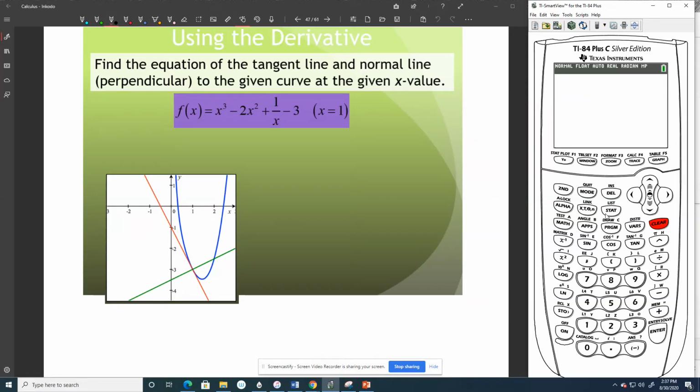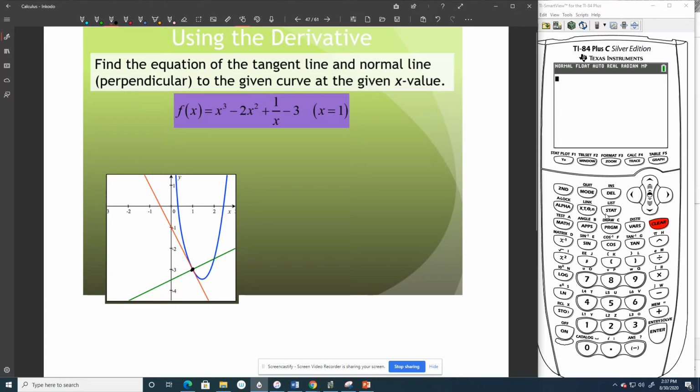All right, guys, so today we are going to be putting some of these derivative formulas into action. So first of all, using the derivative, if we're looking at finding the equation of the tangent line and a normal line to a given curve. So it wants us to find the equation of the tangent line at this point right here.